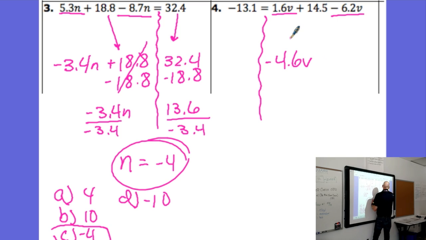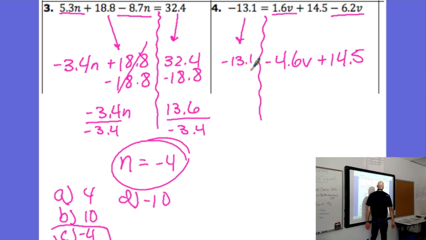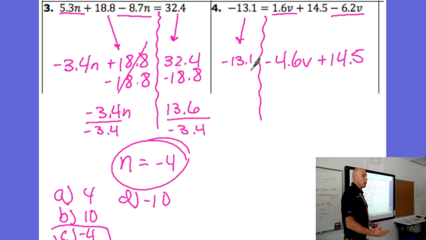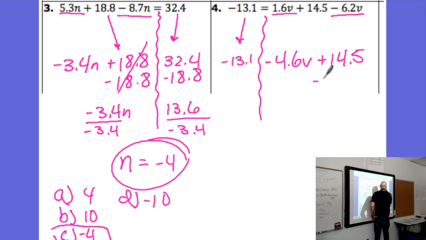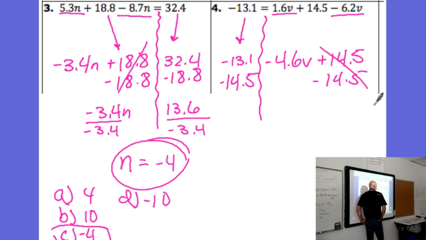Bring down the positive 14.5 and the negative 13.1. Okay, how many terms? 3. Is that the magic number? Because now we're going to do what? What's the thing I've been saying? Move and divide. Move and divide. So what are we going to move? The 14.5. Yes, by negative. So that cancels. What do we have on this side? Negative 4.6V. And then what do we have here?